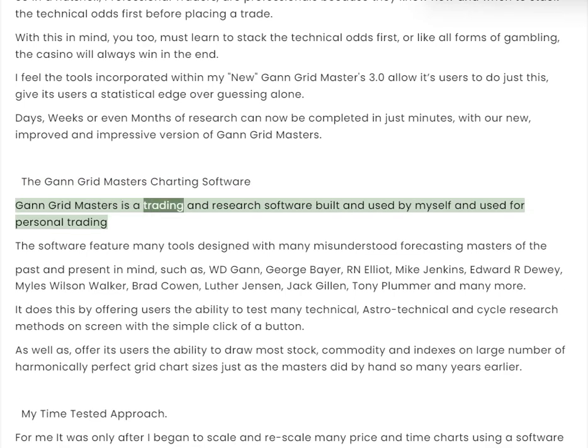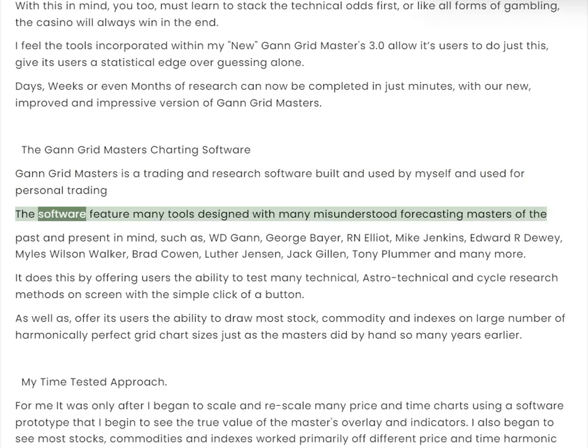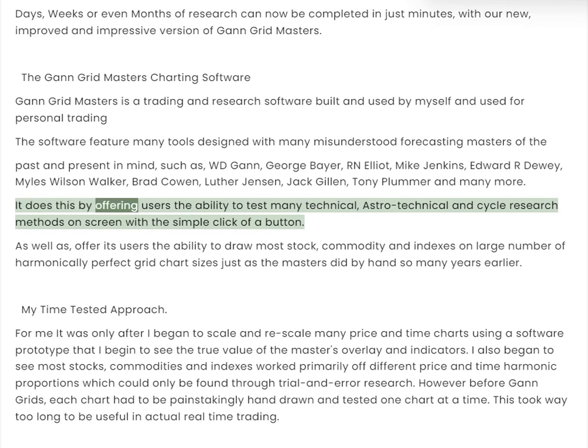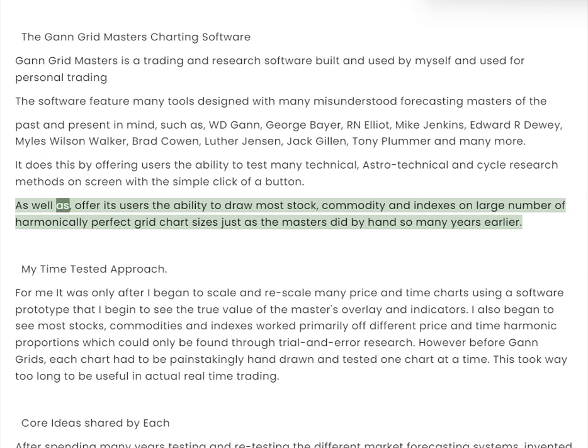Gann Grid Masters is a trading and research software built and used by myself for personal trading. The software features many tools designed with many misunderstood forecasting masters of the past and present in mind, such as W.D. Gann, George Baer, R.N. Elliot, Mike Jenkins, Edward R. Dewey, Myles Wilson Walker, Brad Cowen, Luther Jensen, Jack Gillen, Tony Plummer, and many more. It does this by offering users the ability to test many technical, astrotechnical, and cycle research methods on screen with the simple click of a button, as well as offer its users the ability to draw most stock, commodity, and indexes on large number of harmonically perfect grid chart sizes, just as the masters did by hand so many years earlier.